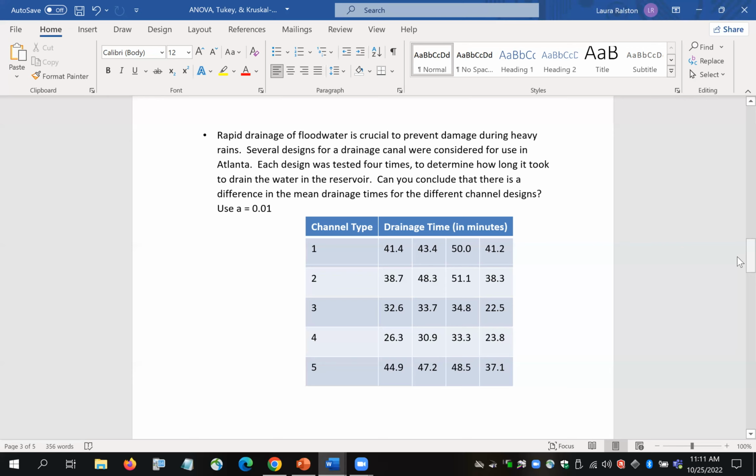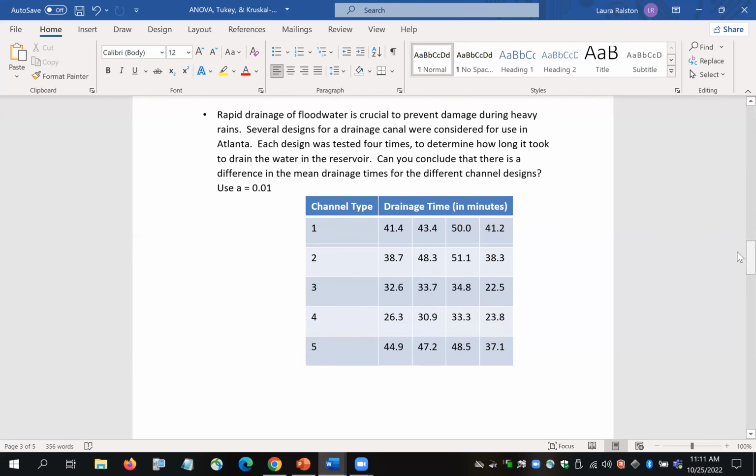Okay, so rapid drainage of floodwater is crucial to prevent damage during heavy rains. Several designs for a drainage canal were considered for use in Atlanta. Each design was tested 4 times to determine how long it took to drain the water in the reservoir. Can you conclude that there is a difference in the mean drainage times for the different channel designs, and use alpha equals 0.01?